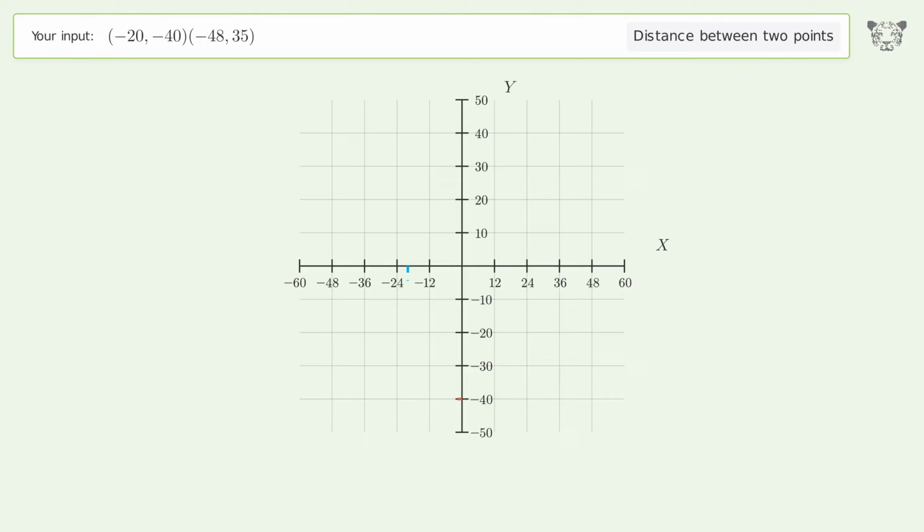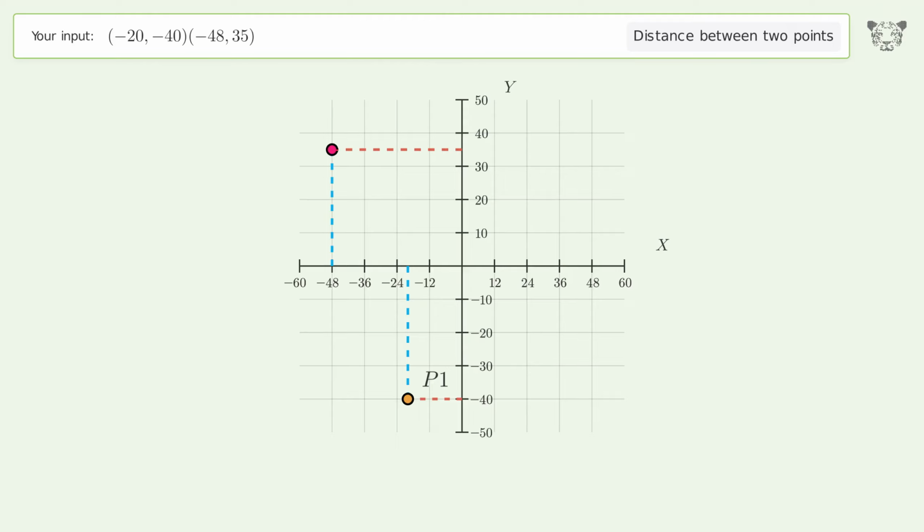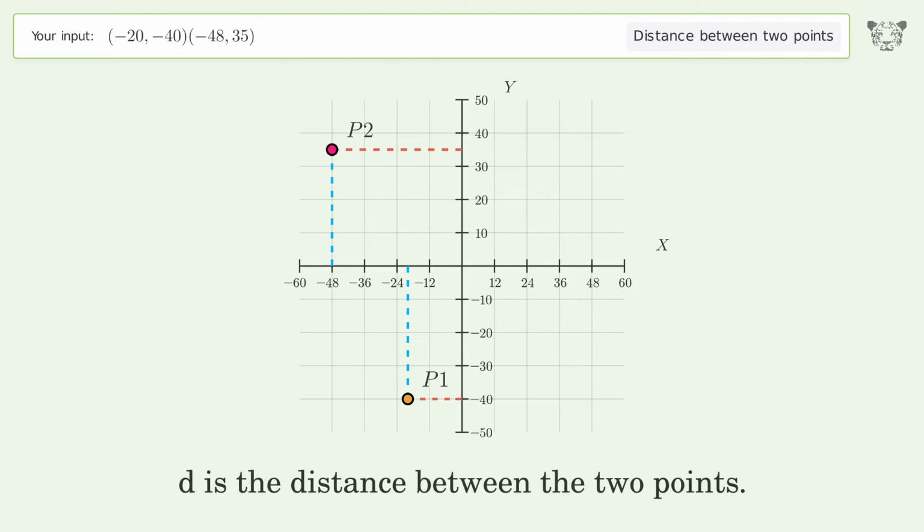The coordinates of point 1 are, x1 equals -20 and y1 equals -40. The coordinates of point 2 are, x2 equals -48 and y2 equals 35. D is the distance between the 2 points.